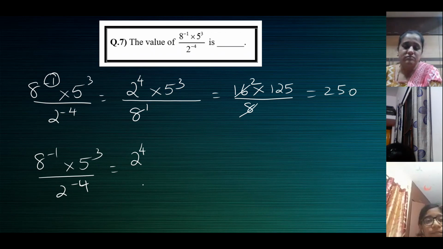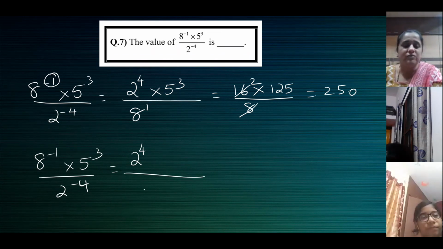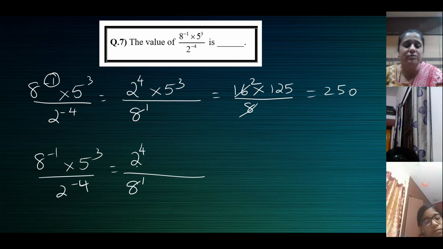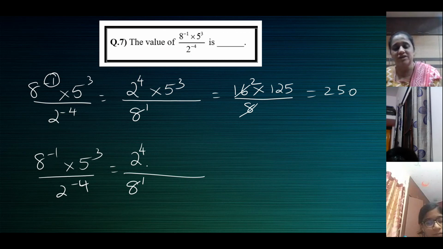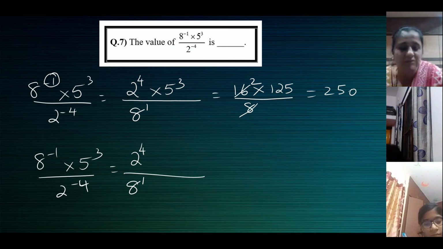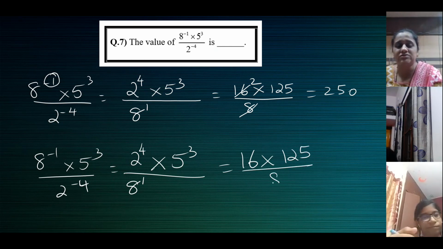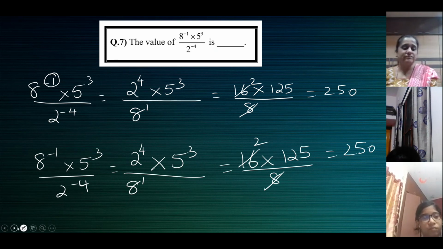Yes, ma'am. 8 to the power minus 1. If you bring it down to the denominator, the power will become plus 1. If you shift from numerator to denominator, or denominator to numerator, you should write the opposite sign. If it's negative, it will become positive. If it's positive, it will become negative. Into 5 cubed as it is in the numerator. So 2 to the power 4 is 16 into 5 cubed is 125 by 8. 8 ones are 8, 8 twos are 16. 125 into 2 is 250. That is one way of working.